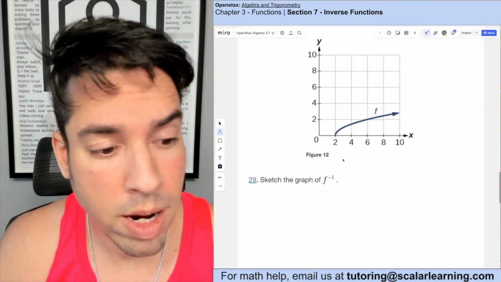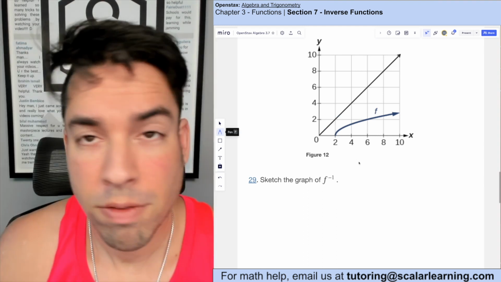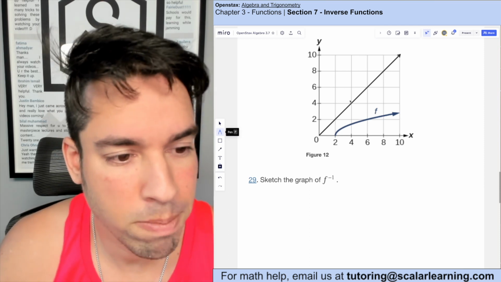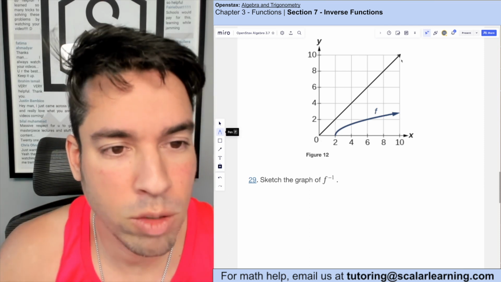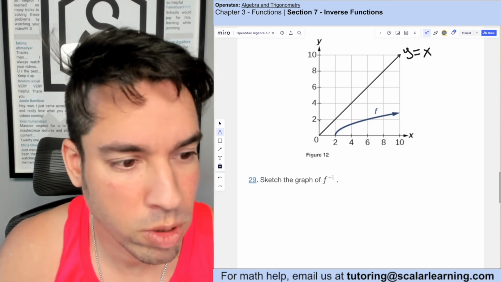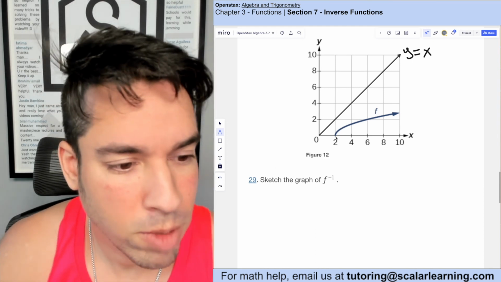So here we're trying to graph the inverse function of f, right? There's a couple ways to look at this. The first thing we want to recognize is that the inverse of a function will always be symmetric across the line y equals x, which is what I've drawn in here. So we know it's going to be symmetric this way, and it's going to look roughly like this. Now to get a little bit more accurate, I'm going to choose a couple points.